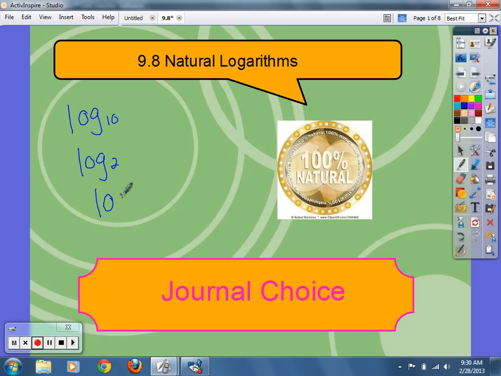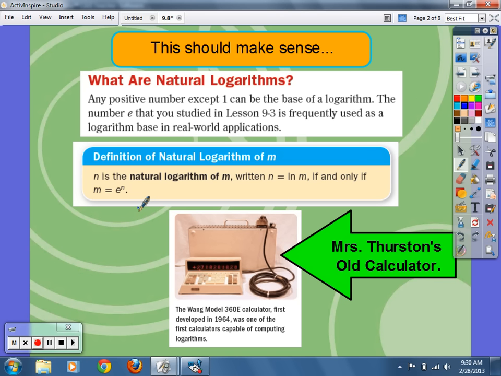It is a log with a base of a special number that comes up a lot in real world situations, and the number is something we talked about earlier this chapter, and it's a log base e. Okay, so that's what we're talking about today. Any positive number except 1 can be the base of a logarithm. The number e that you studied in lesson 9.3 is frequently used.